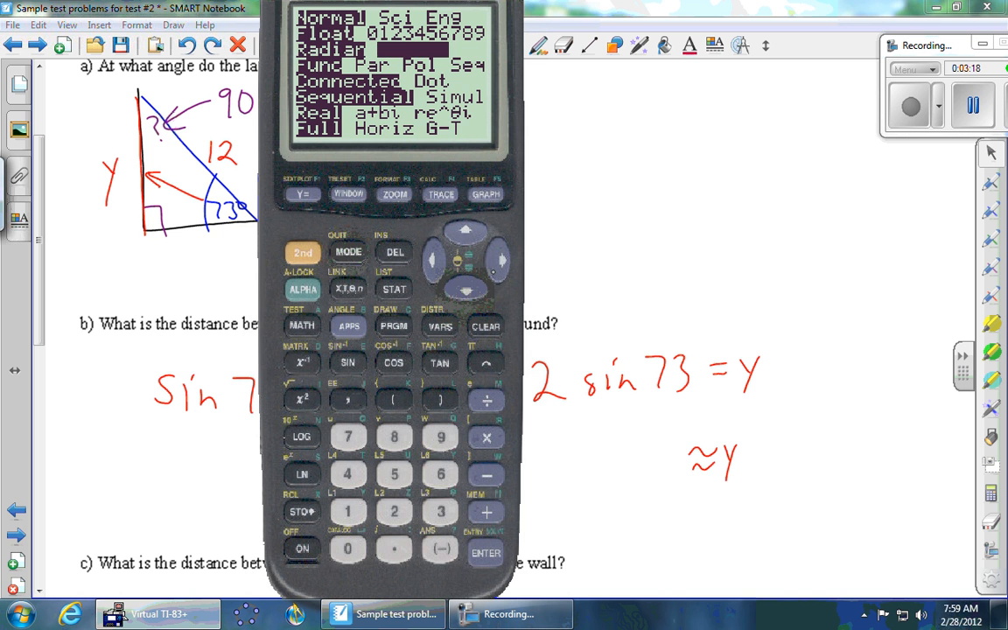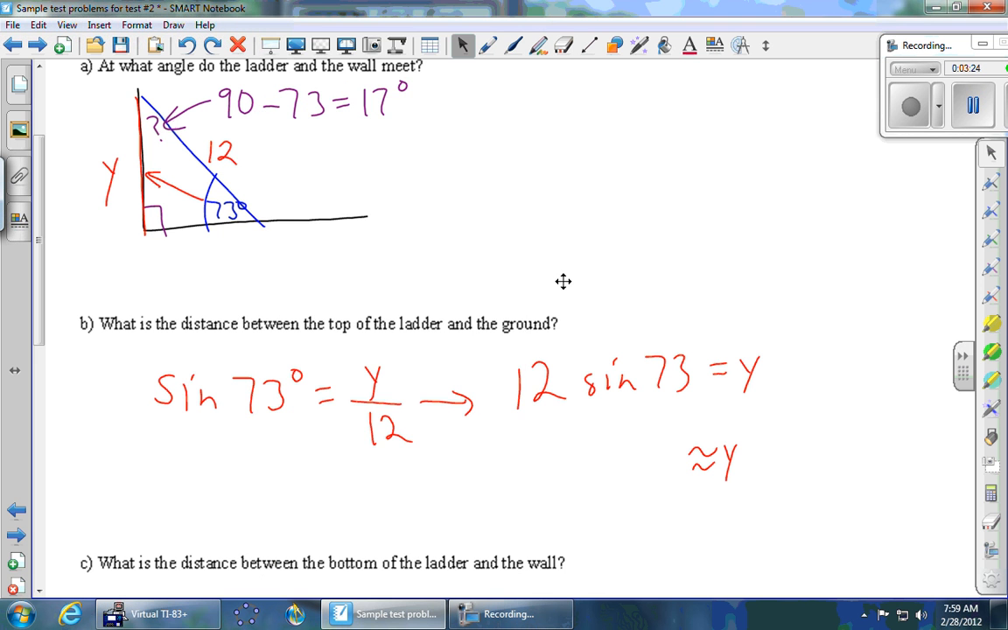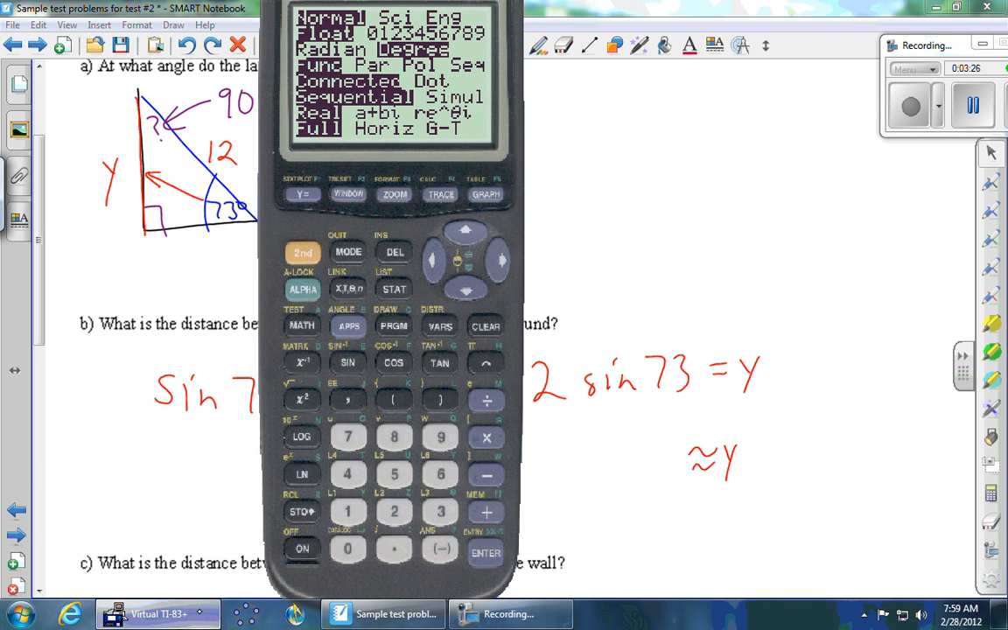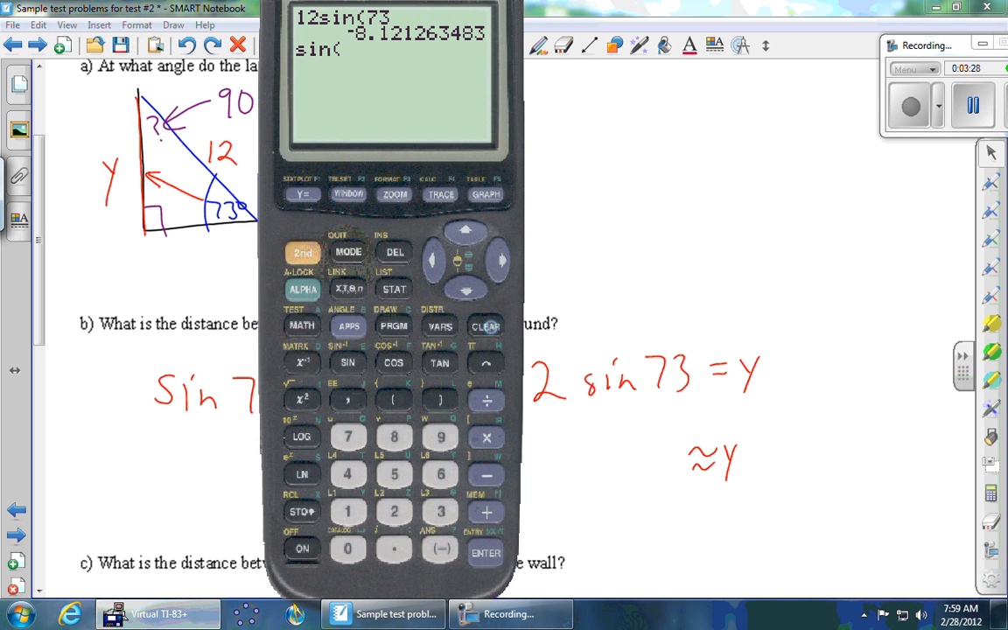So anytime I want to hit the sine, cosine, or tangent, or the inverse trig functions, I first go into mode and make sure that I'm in the right place. If we quit out of there, I could just hit enter right now and it will give me the right answer. If you don't feel confident doing that, just type in 12 sine of 73, and we get 11.4756. So we'll say about 11.5.